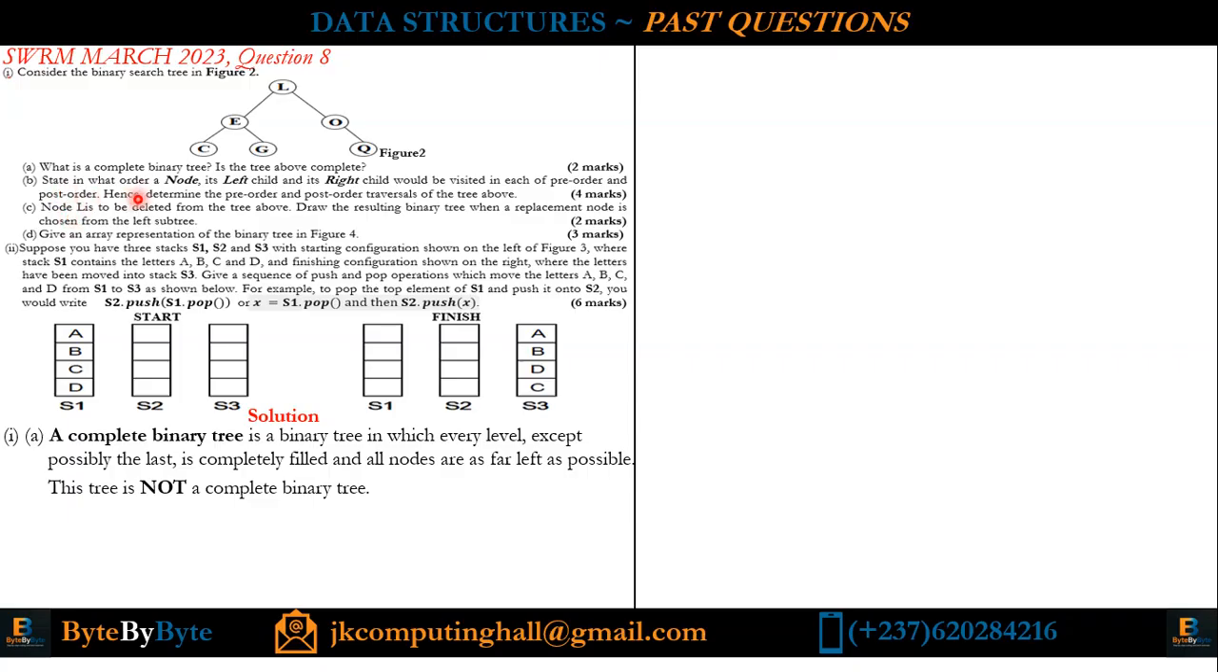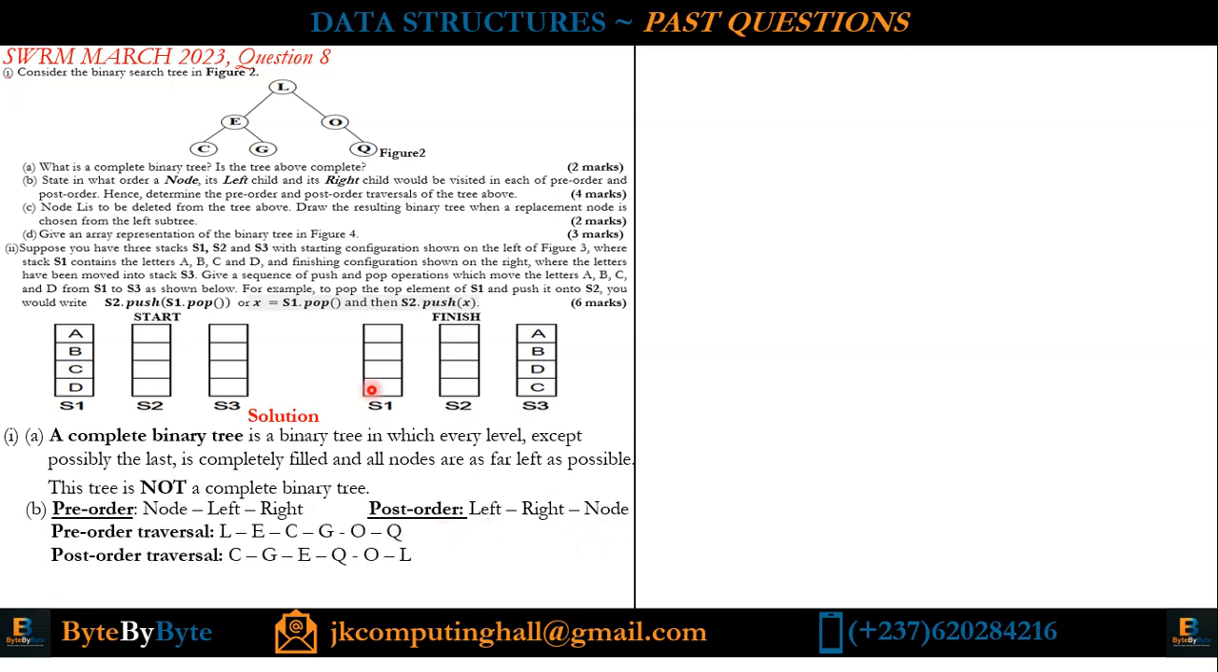B. State in what order a node, its left child and its right child will be visited in each of pre-order and post-order. Hence, determine the pre-order and the post-order traversal of the tree. Pre-order, remember the matrix, just that root is replaced with node. So I have node, left, right; post-order, left, right, node. The pre-order traversal, as you know, is the root first of all, so L, E, C, then J, O, Q. This is a simple binary tree. This is a simple BST, so performing the traversal here won't be difficult compared to the ones we had in our examples and the different exercises.